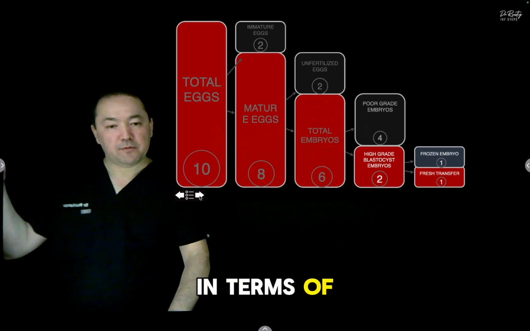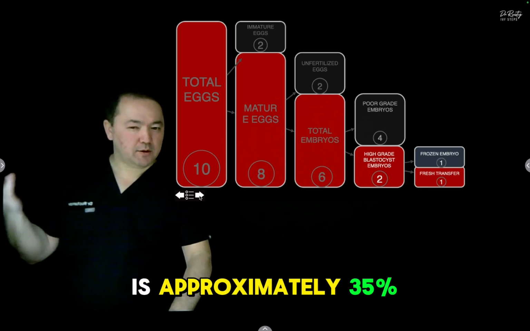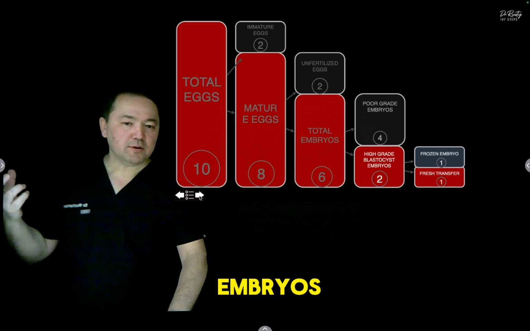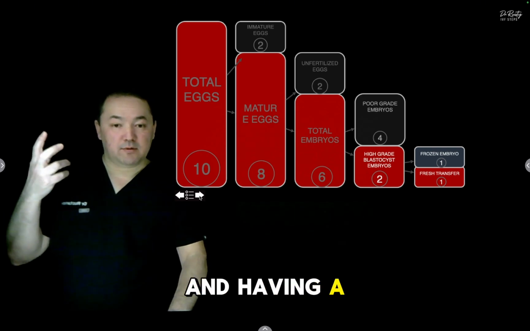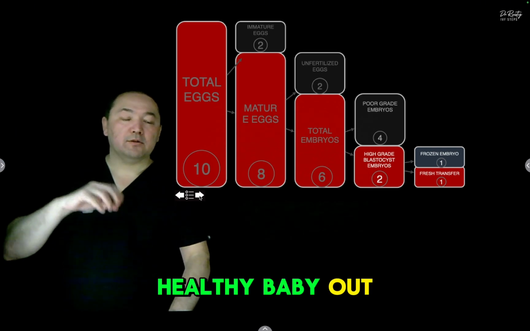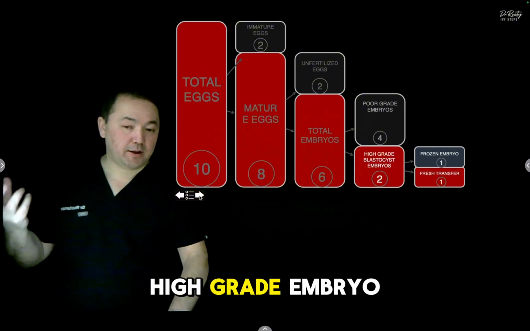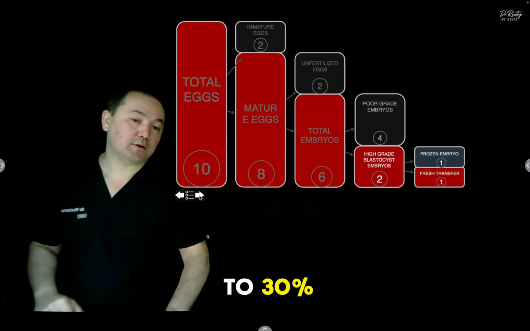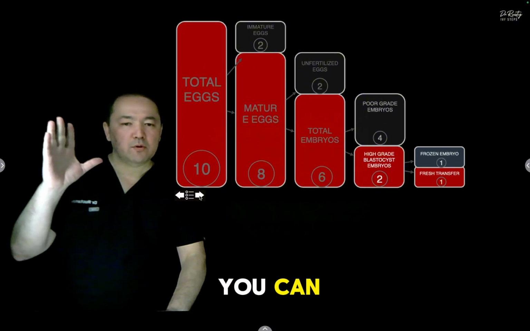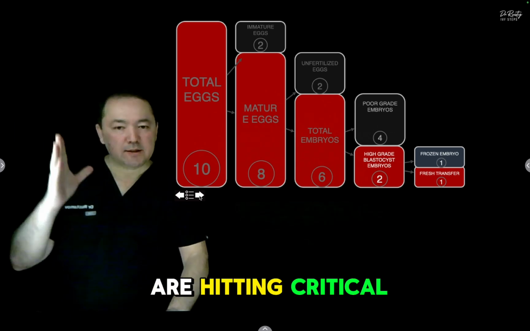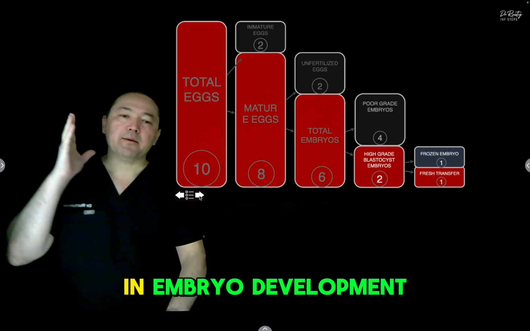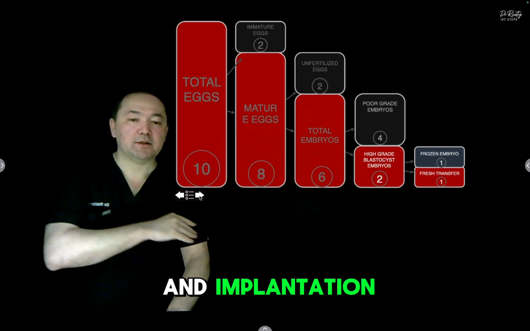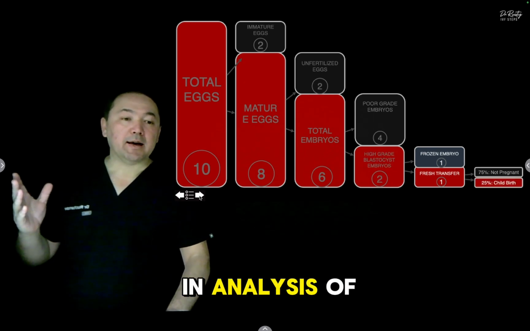Essentially, the implantation rate is approximately 35% for high-grade embryos, and having a healthy baby out of each high-grade embryo is approximately 25 to 30%. This is how you can analyze whether you are hitting critical milestones in embryo development and implantation. That's very important in the analysis of your IVF treatment.